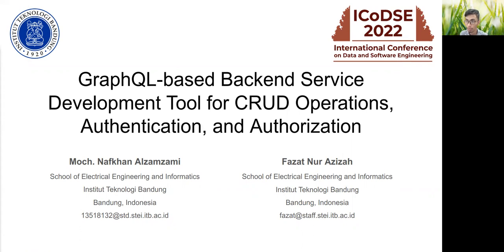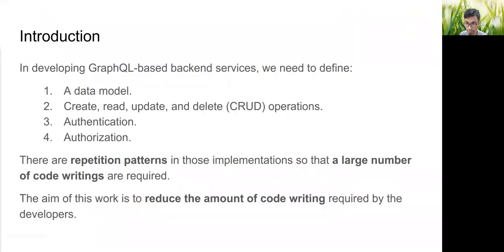Here I will present our work with Fazad Nur Aziza about a GraphQL-based backend service development tool for CRUD operations, authentication, and authorization. So in developing GraphQL-based backend services, we need to define a data model, create, read, update, and delete operations, or CRUD, and then authentication and authorizations. There are repetition patterns in those implementations so that a large number of code writings are required. The aim of this work is to reduce the amount of code writing required by the developers.